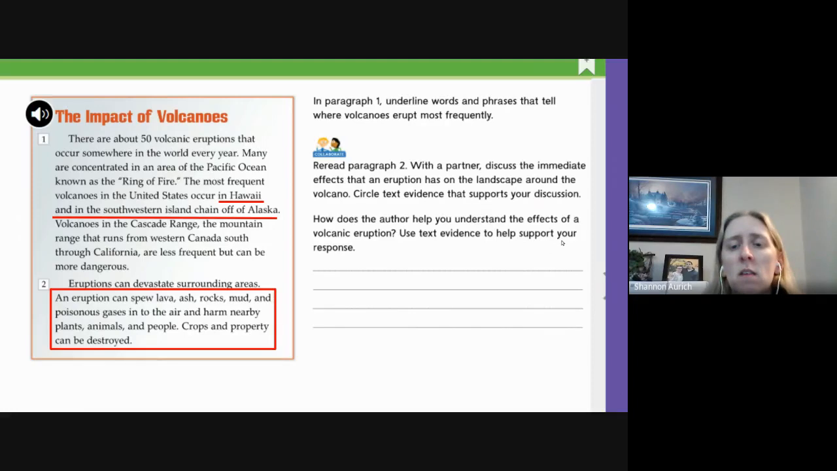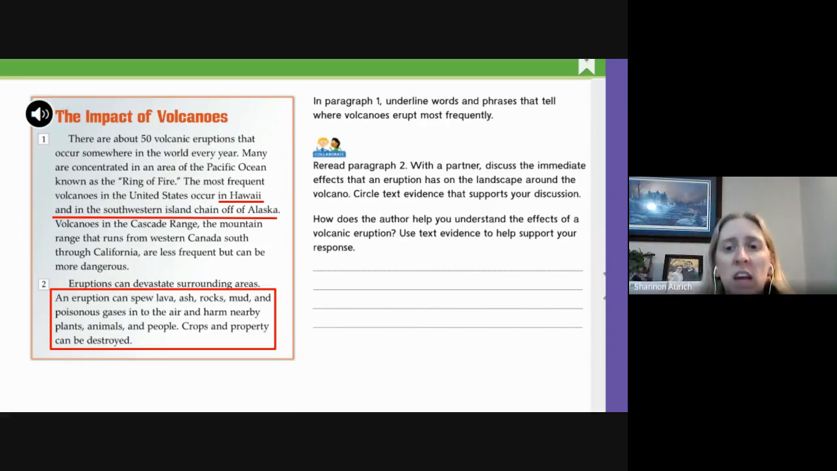And then this is the part for you to do by yourself, attached to the Google form attached to this assignment. How does the author help you understand the effects of a volcanic eruption? So the cause, there's an eruption. Okay, we have the gases seeping through the crack. What's the effect of that eruption happening?